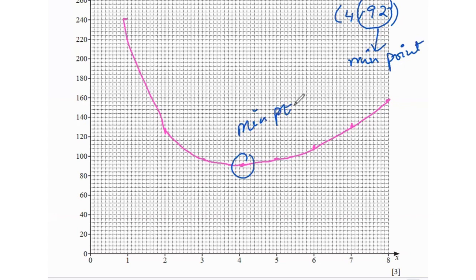Then it was saying that 120 was the surface area, and we have to find the corresponding length, width, and height. So from 120, we go to the graph.